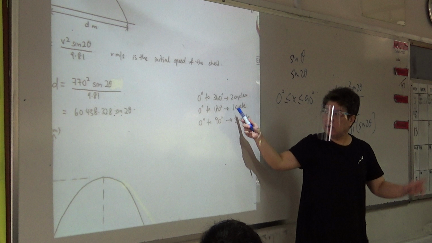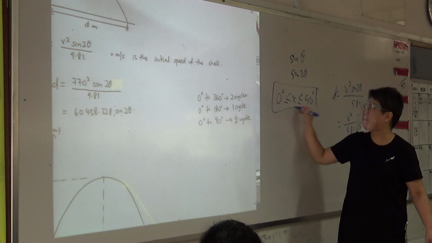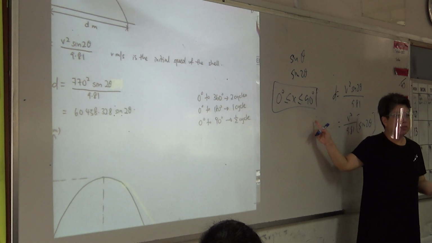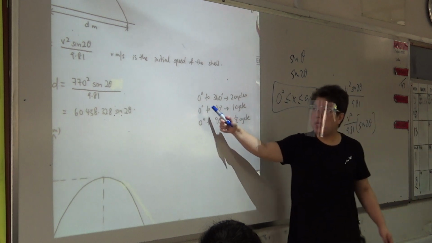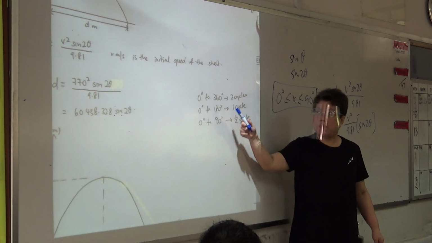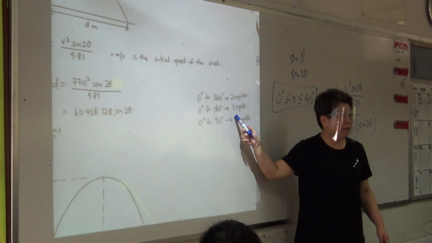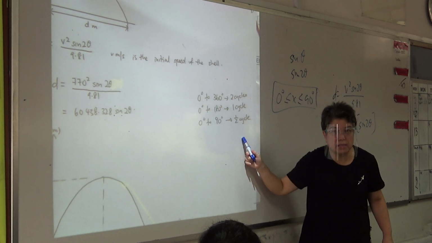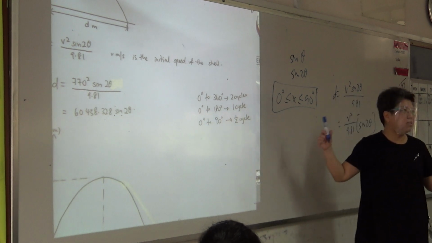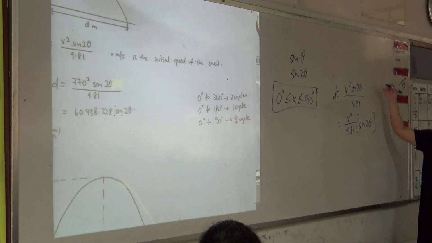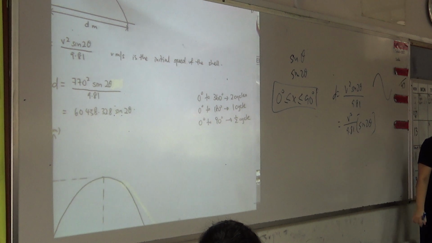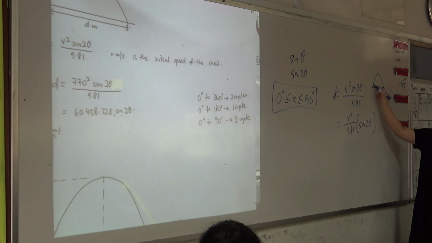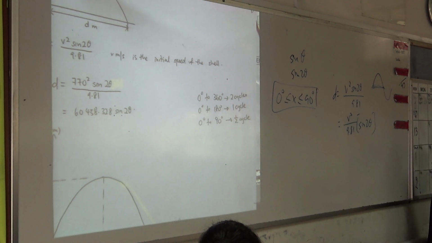Okay, now the question wants you to plot from what? 0 to what? 90. If 0 to 360 is 2 cycles, that means 0 to 180 is 1 cycle, right? Correct. How about 0 to 90? It's half a cycle, right? Agree? How would a sine curve with half a cycle look like? This is the whole cycle. Half cycle means what? Up, down. Only until here, right? This part here, the hump here, right? Everybody clear? Okay, now we look at my graph.